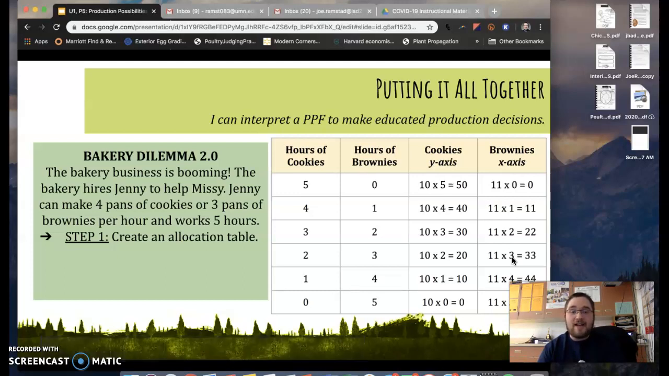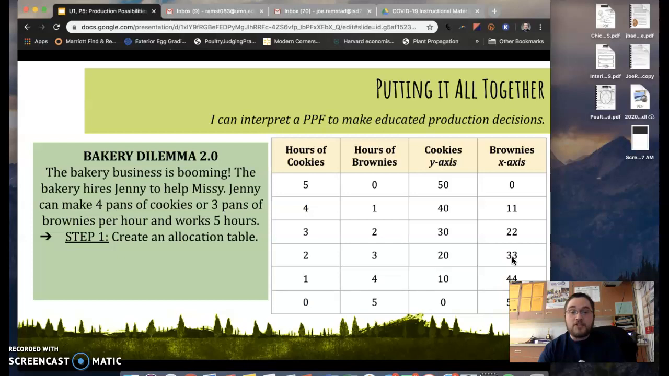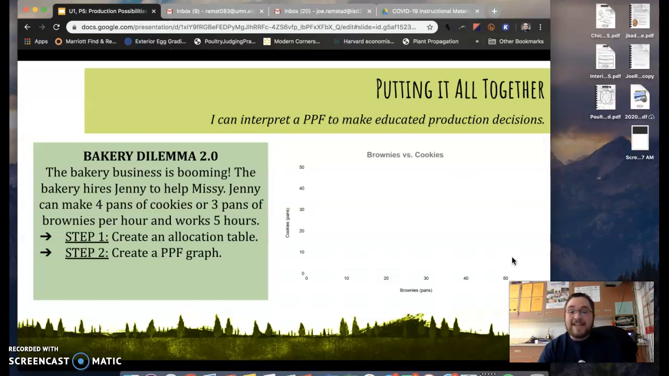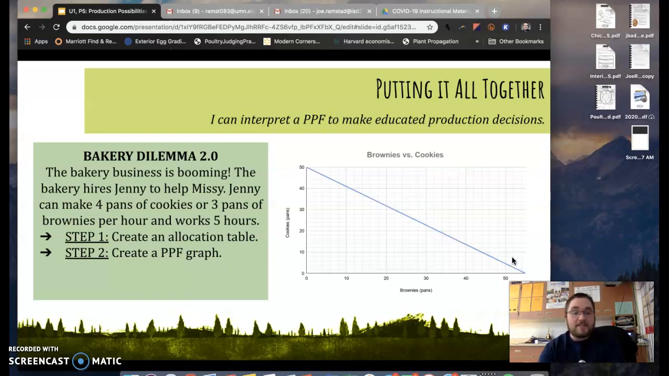Then we plot this data on a graph, again, making sure that we have our x-axis and a y-axis labeled with a nice title. This is a beautiful outline of a graph. And we should see something like this, downward sloping, okay?